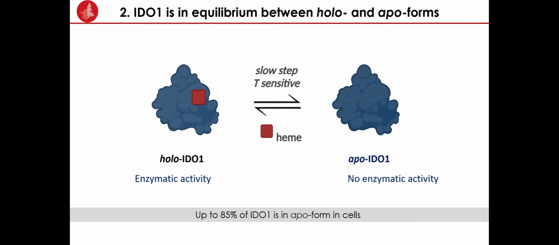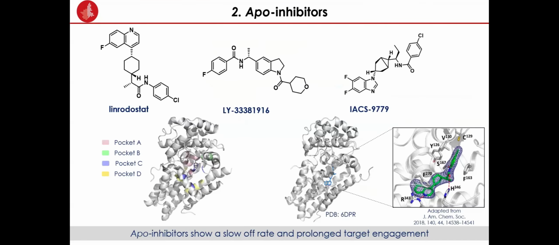What is interesting to say is that up to 80% of IDO1 can be found in the cell in its apoform. It has been demonstrated, for example, that in tumoral ovarian cells, IDO1 can be found almost in its apoform, up to 85%. So in 2018, the same year as the failure of epacadostat, the first APO inhibitors started to appear in the literature. And nowadays, the most advanced APO inhibitor is linrodostat.